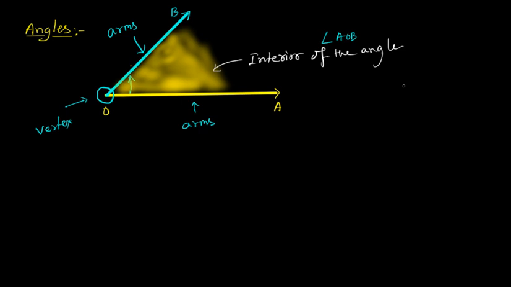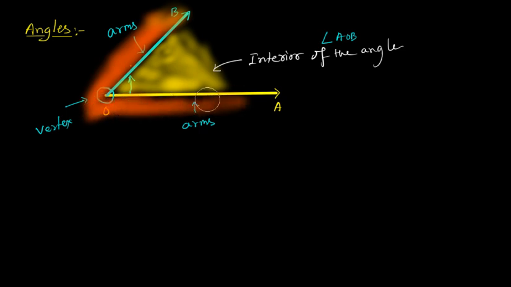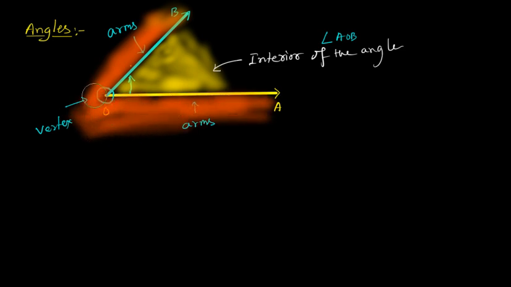And what is called the exterior of the angle? The set of all points in the plane which do not lie in the interior part of the angle. So the rest of the points, wherever they are, are the exterior of the angle. Any part outside the angle is the exterior of the angle.